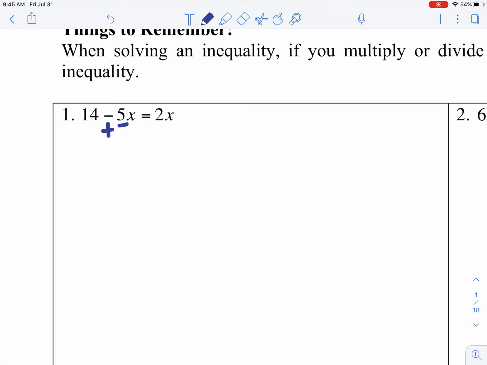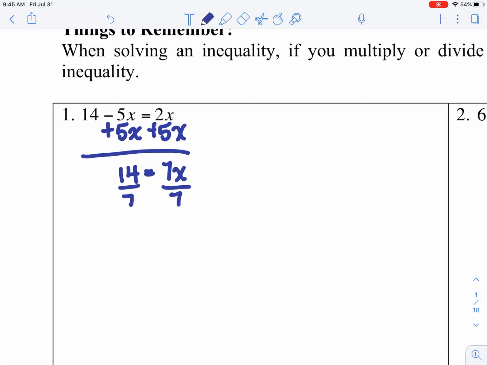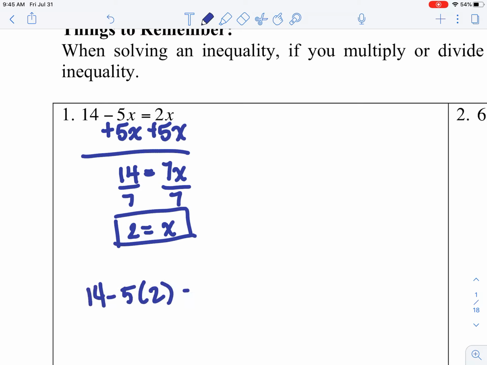So I would start by adding 5x to both sides. Once I do that, I combine my like terms. 2x and 5x together make 7x, and as I divide by 7, I find out that x equals 2. Okay, if I want to check myself, all I need to do is take that 2 and plug it back in for x. You can do this in your calculator. Just do 14 minus 5 times 2, and you will find out that that comes out to be the same thing as 2 times 2.